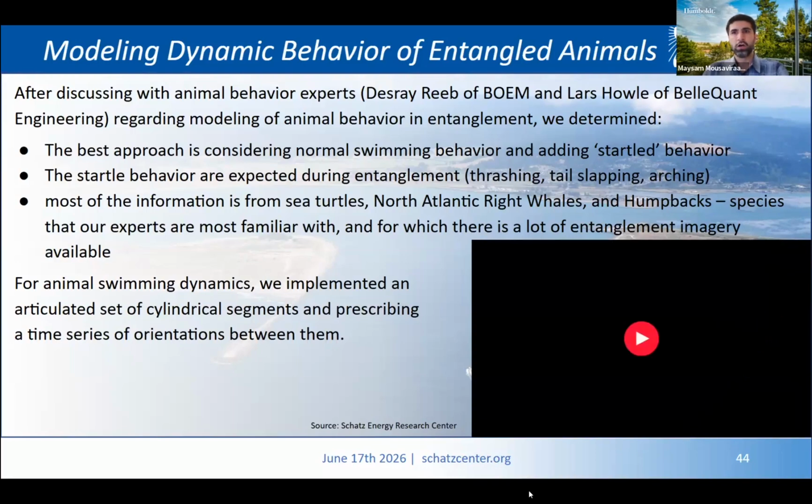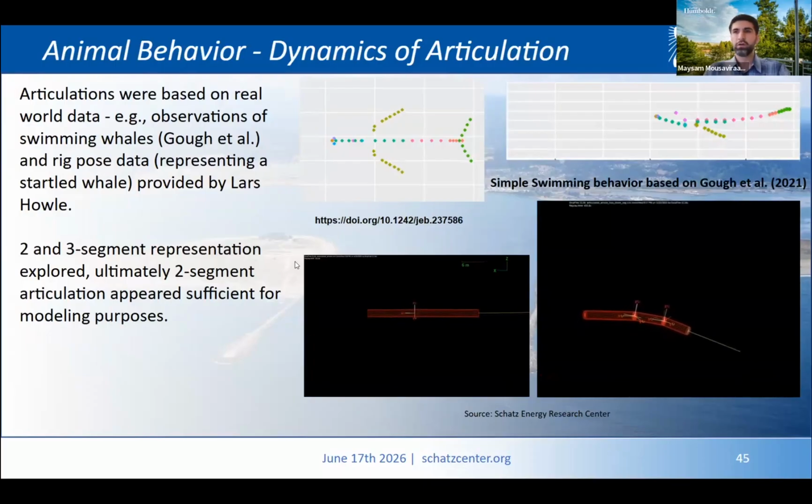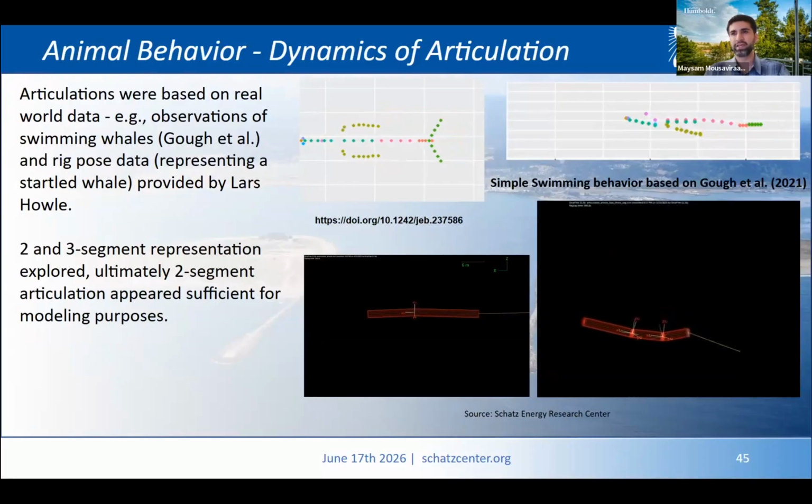interaction. Also, to model animal locomotion, we represented each animal as a series of articulated cylindrical segments with prescribed time-varying relative orientations between those segments, as you can see in the animation. This approach allowed the models to generate forces that varied over time while accounting for the hydrodynamic drag and inertial effects of the animal's body as it moved through the water. As a result, the animals behaved as dynamic systems interacting with their environment rather than as simple constant force pulling loads.